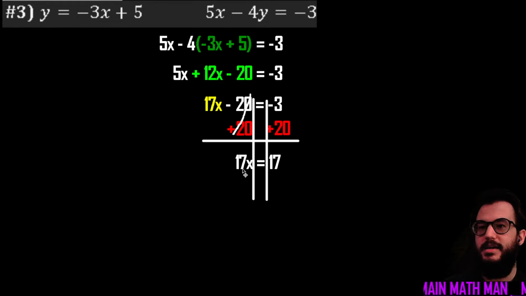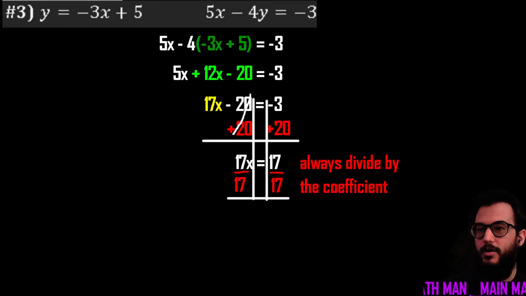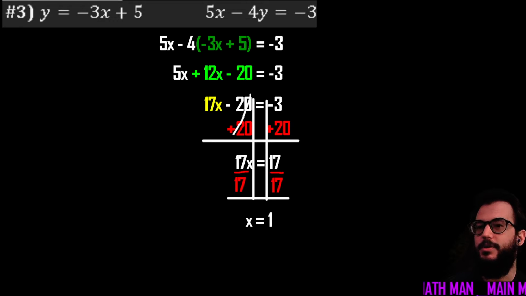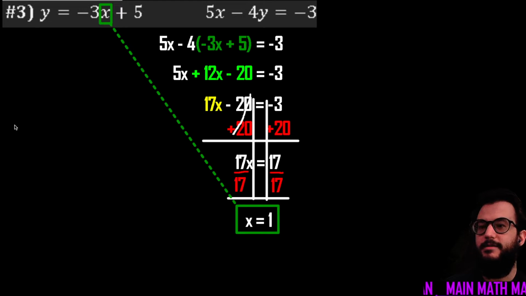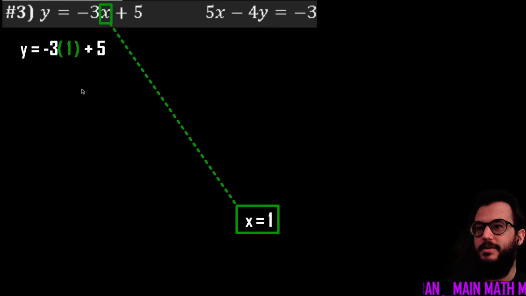And so now on the left side I have 17x equals 17. Real simple, divide by that coefficient always. It always tells you exactly what to do. And so now my value of x is going to be 1. So now I can take that value and plug it back into my original equation. And so now I can rewrite it like this. I'm going to say y equals negative 3 times 1 plus 5.